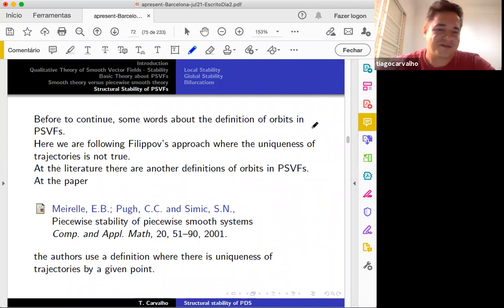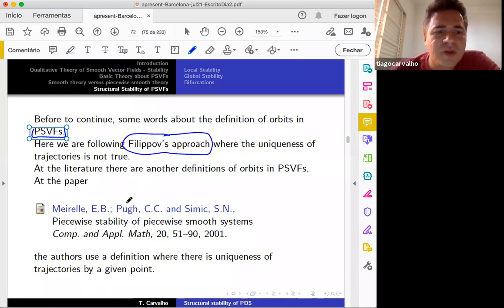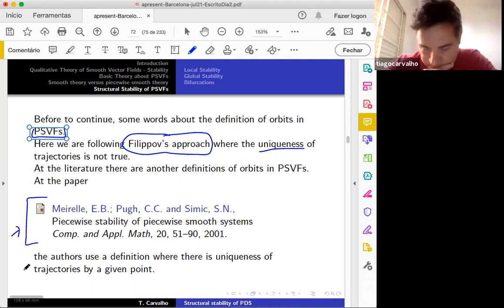I will talk some words about the definition of orbits in piecewise smooth vector fields. Well, in this talk, we will follow Filippov's approach, where the uniqueness of trajectories is not true for every point. In the literature, there are other definitions of orbits in piecewise smooth vector fields, like the one shown in this paper. What happened in this paper?